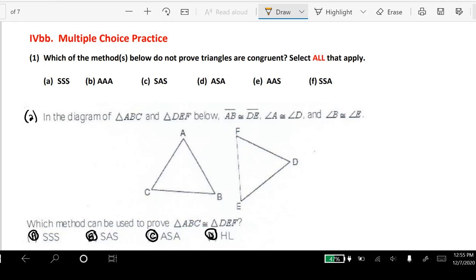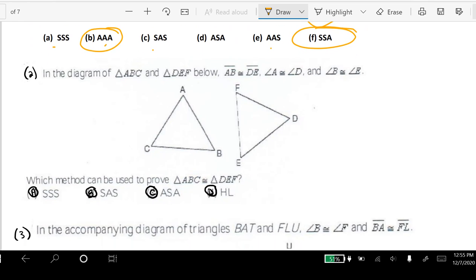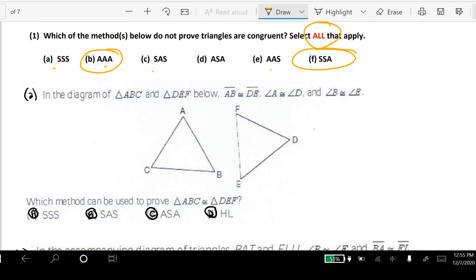All right, so these are just some multiple choice review questions. I don't know what I got going on with these B's up here. But it says which of the methods below, it could be multiple, do not prove triangles congruent. So if we look down below, it says select all that apply. So side, side, side is good. Angle, angle, angle is a no. Side, angle, side is good. Angle, side, angle is good. Angle, angle, side is good. SSA is not good. So those should be the two that do not prove triangles congruent.